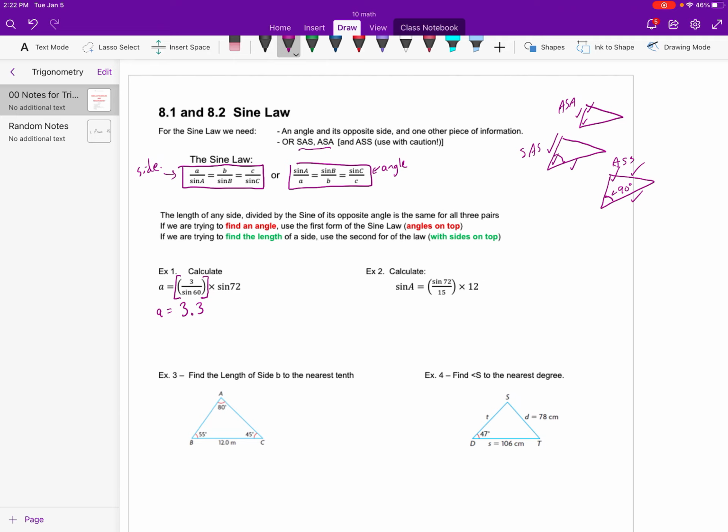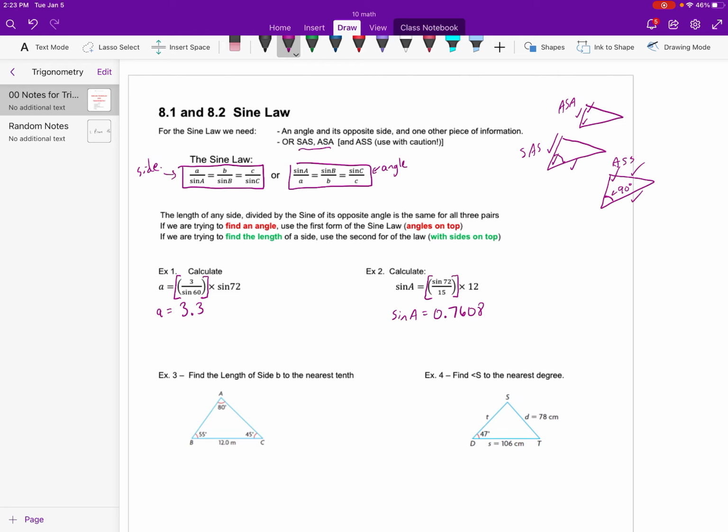Example 2, sine A equals sine 72 over 15 times 12. So what I like to do is take this number, divide it, hit enter, then multiply by 12, and then I should get an answer. So what you will get at this point is sine A on the left is equal to, and we're going to round this number to 4 decimals. So it's 0.7608.